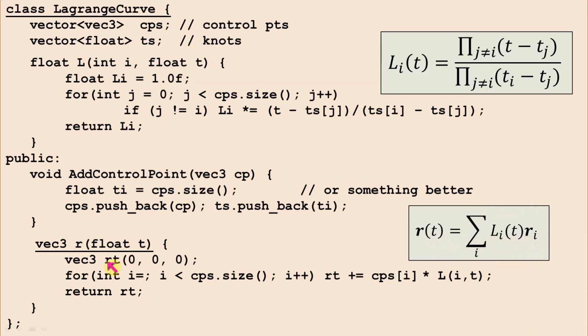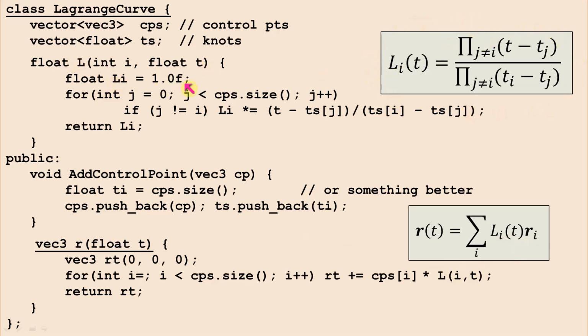This is going to be a sum, so the result is initialized to 0, and in a for cycle we visit the control points and add the contribution of control point i to this r(t), which represents just the r(t) function. The control point i is just multiplied by this Li(t) function. The Li(t) function is here. We have the formula for the Li(t) function.